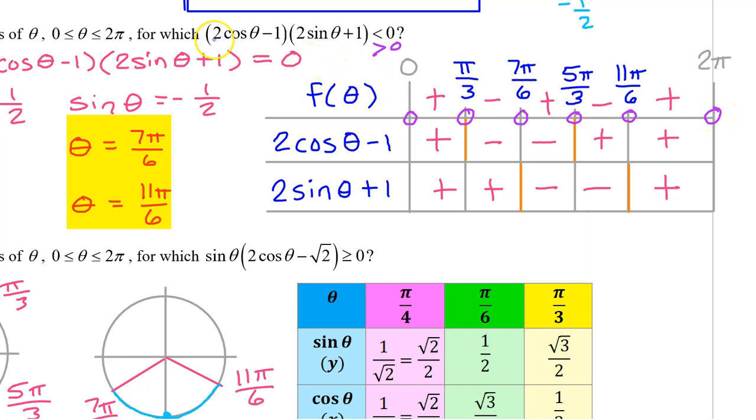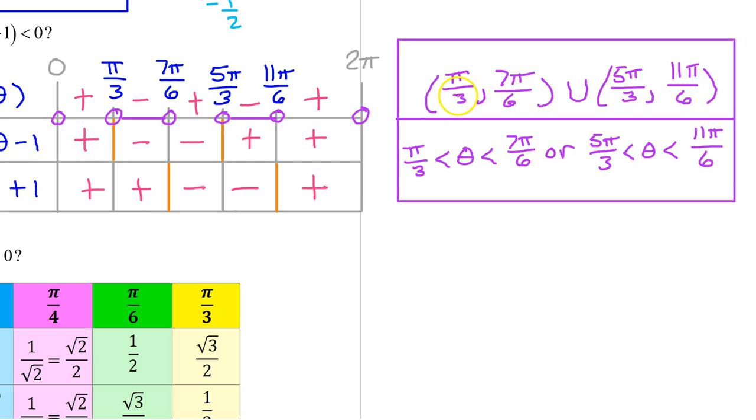So since we are looking for where f of theta is less than 0, the solutions will be between pi over 3 and 7 pi over 6. Okay, f of theta is negative here, thus less than 0. And also between 5 pi over 3 and 11 pi over 6. Here's the final answer in interval notation and written as an inequality.